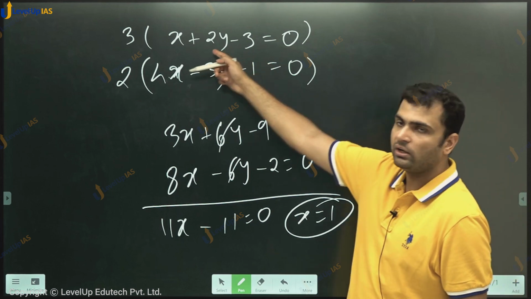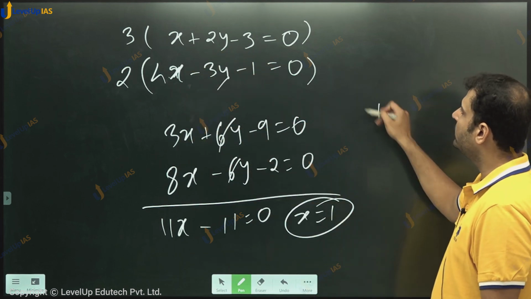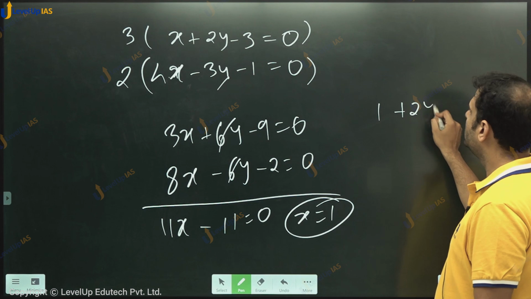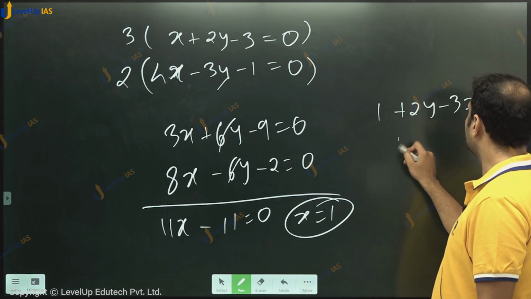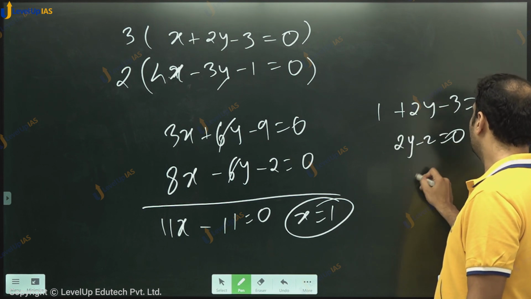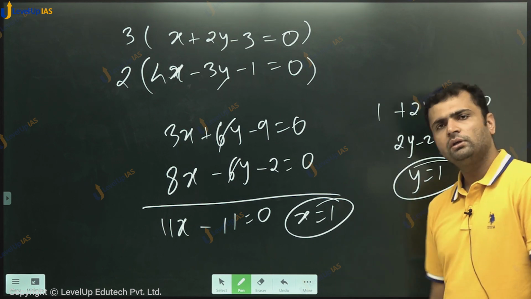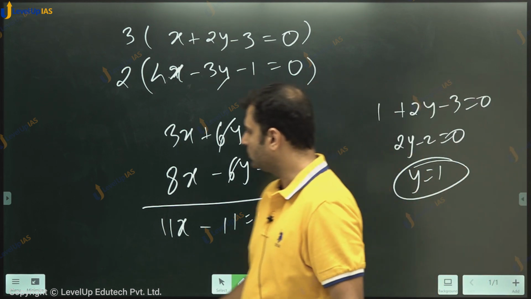Again I'll put x into any one of them. So I'll get x equal to 1. Putting it in the first equation, 1 plus 2y minus 3 equal to 0. So 2y minus 2 equal to 0. y is equal to 1. Same answer. You can do it either way.